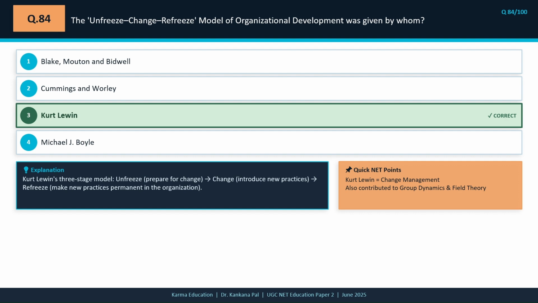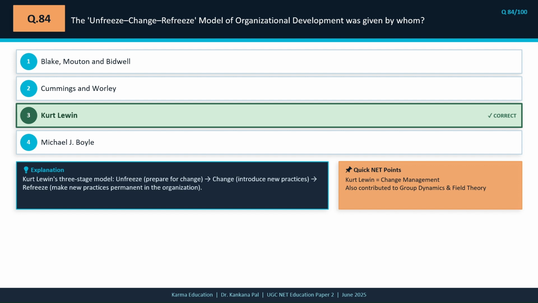Well, Kurt Lewin proposed this famous model of organizational change. The three stages are unfreeze, change, refreeze. First, people prepare for change. Then, new practices are introduced. Finally, the new practices become a permanent part of the organization. A quick net point: Kurt Lewin equals change management. Kurt Lewin also contributed to group dynamics and field theory.